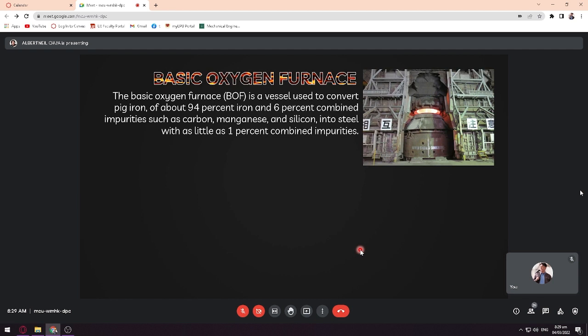Kasi if you remember sa lesson natin sa material science and engineering, kapag mataas yung carbon content in irons or steel, mas brittle yung magiging steel natin, mas mababa yung tensile strength, yung resistance mababago din. So lahat yan maaapektuhan kapag mataas yung carbon content natin. So that's the purpose of the basic oxygen furnace. Binabawasan natin yung carbon content para mas gumanda yung ductility at tumaas yung tensile strength natin. So yun yung reason kung bakit dumadaan tayo sa basic oxygen furnace.